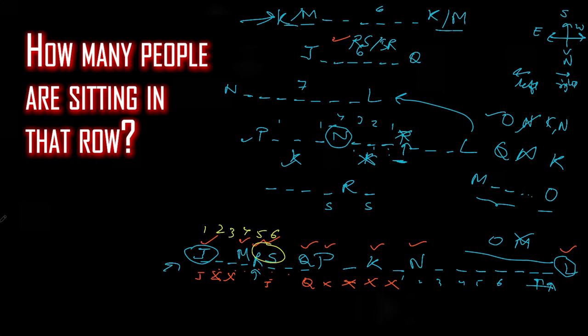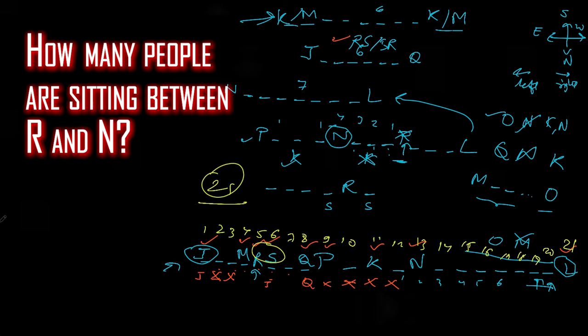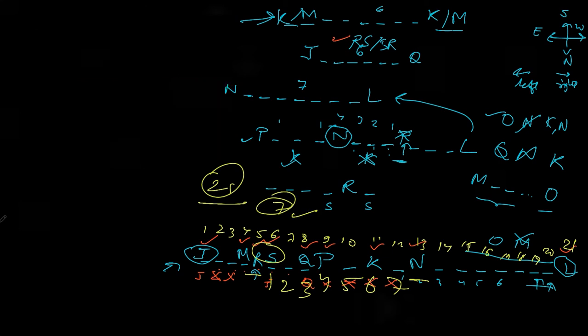How many people are sitting in that row? We can count that total. So it was 6 till here. 7, 8, 9, 10, 11, 12, 13, 14, 15, 16, 17, 18, 19, 20 and 21. So total 21 people are sitting, right? How many persons are sitting between R and N? So R is here and N is here. Let's count. 1, 2, 3, 4, 5, 6, 7. So 7 is the answer.